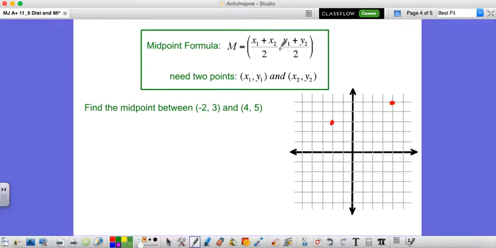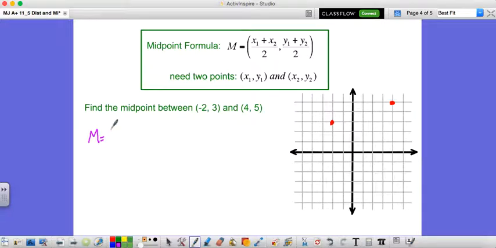Now think back, if you're adding 2 things and dividing by that same number of things, that's just taking the mean or the average of the 2 points. So all you're doing is finding the average value of your x-coordinates and your average value of your y-coordinates. So let's see how this works.